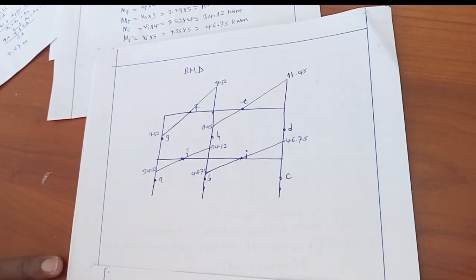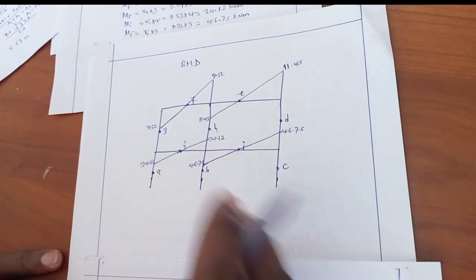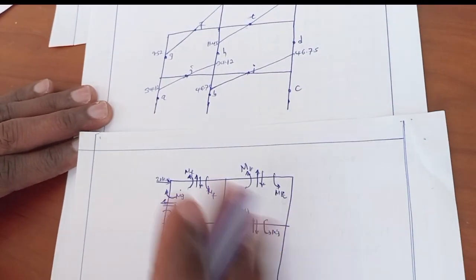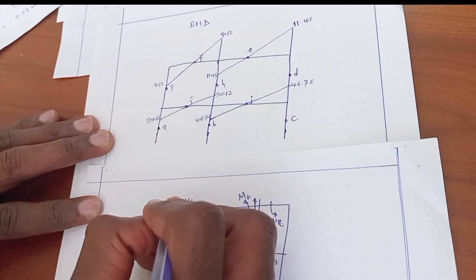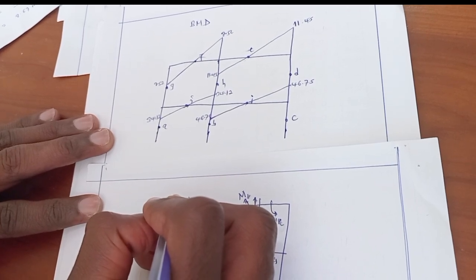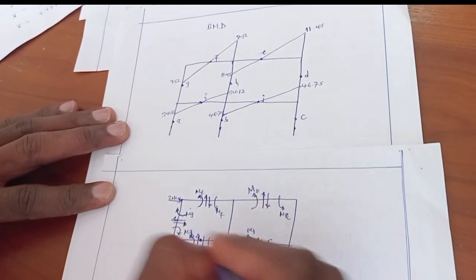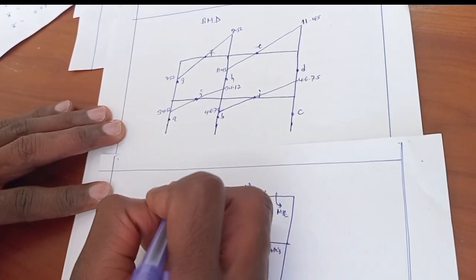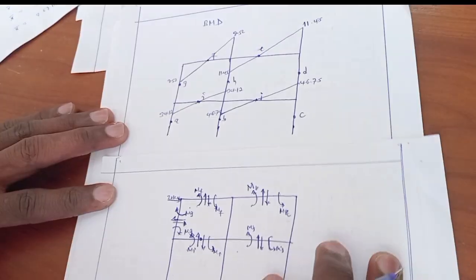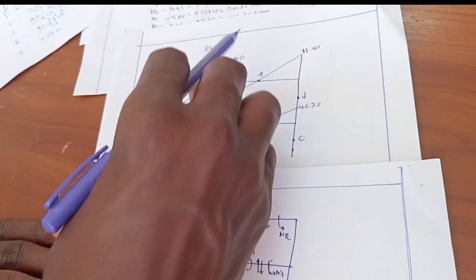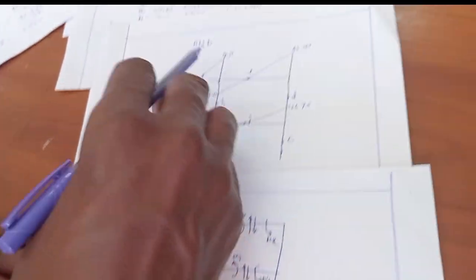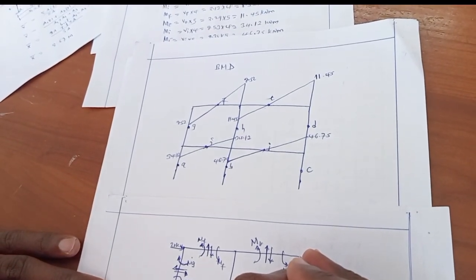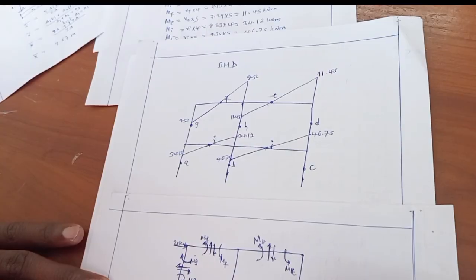So to obtain the bending moment of vertical members, it is obtained by taking the equilibrium at the hinge joint. Hinge joint is at this point. This is this one. This has a hinge. No, this has a rigid joint. So the bending moment of vertical members is obtained by taking the equilibrium at the rigid joint.